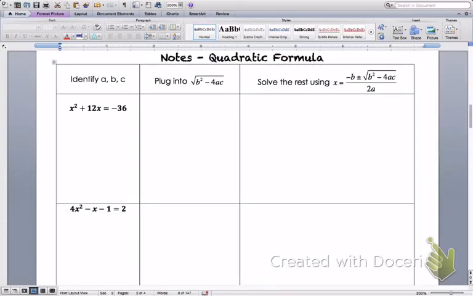Today we're going to continue working with the quadratic formula. Only thing is now we're going to have some problems that are not in standard form. It just requires you to put the problem in standard form before identifying your A, B, and C. So let's get started. Let's look at number 1.